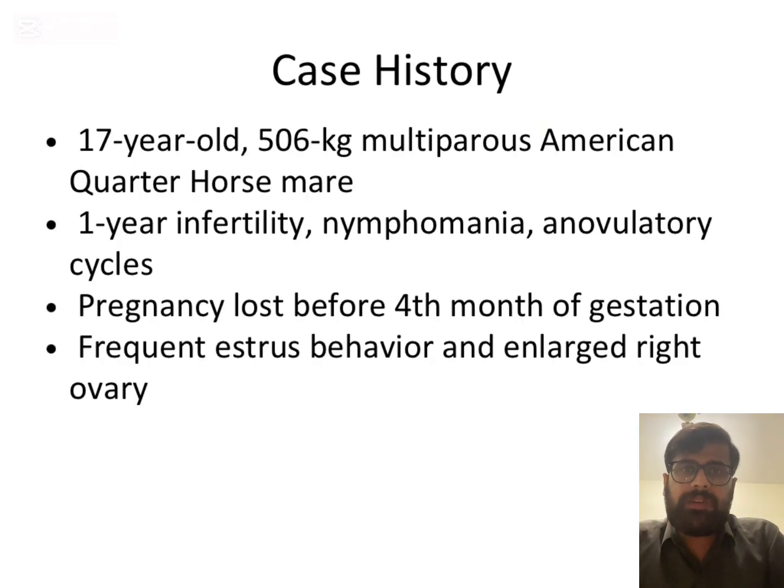The patient was a 17-year-old multiparous mare with a 1-year history of infertility. The mare showed signs of nymphomania, had anovulatory cycles and an enlarged right ovary. She had previously conceived, but the pregnancy was lost before the fourth month, after which she had irregular estrous cycles characterized by frequent estrous behavior.